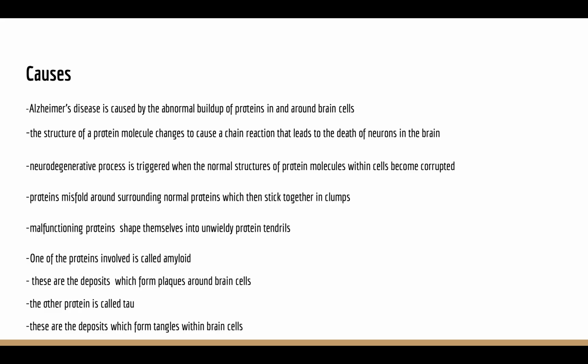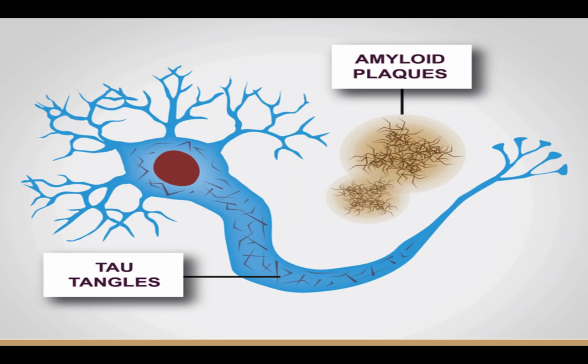Now the first protein that causes this is called amyloid, and these are deposits which form plaques around the brain cells. The other protein that causes this is called tau, which deposits in the form of tangles within the brain cells. And here's a picture of the amyloid plaques and the tau tangles.